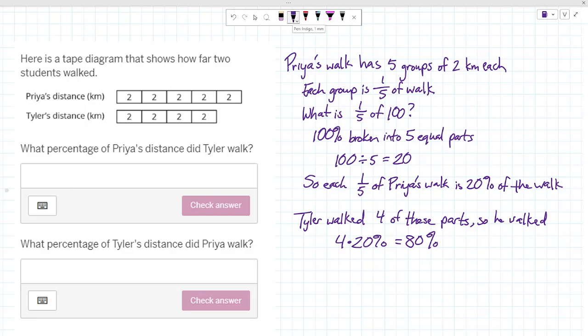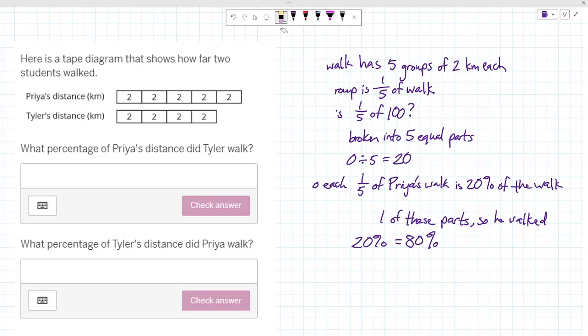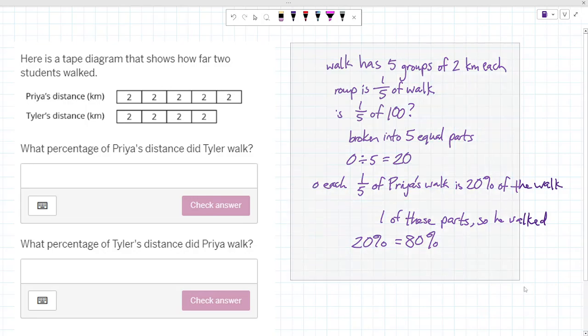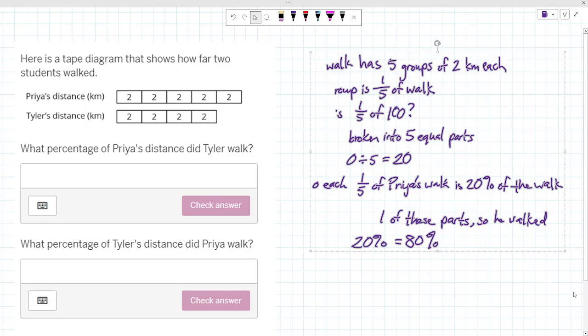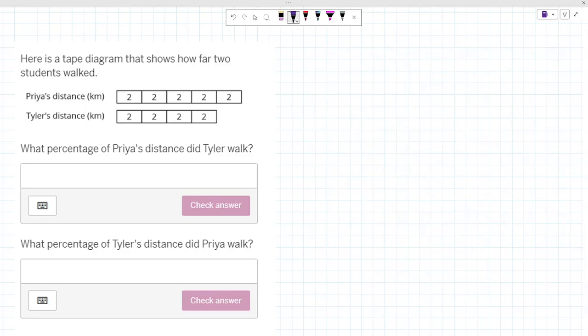Okay, so let's use similar reasoning to think about what percentage of Tyler's distance did Priya walk. At this point, I would encourage you to pause the video and try to solve this on your own. Just real quick, see if you can get it right yourself by using similar reasoning, because that's something we have to do a lot in math problems. Sometimes we take reasoning that we've seen on a different problem and we apply it to something new. So pause the video, try it if you haven't already.